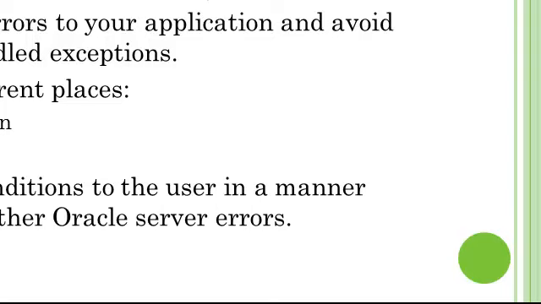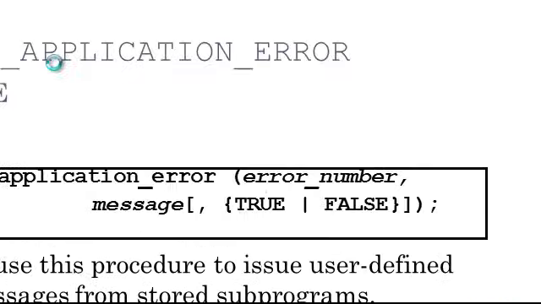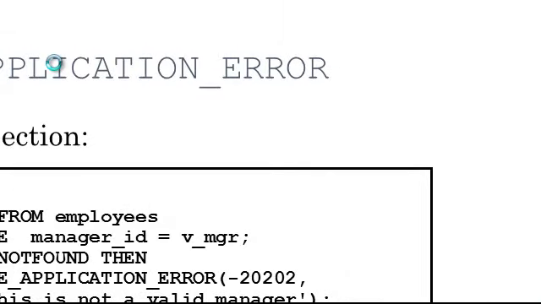It is used in two different places: the executable section and the exception section. It returns an error condition to the user in a manner consistent with other Oracle server errors. RAISE_APPLICATION_ERROR. This is the syntax for the executable section, like this. And this is the syntax for the exception section.